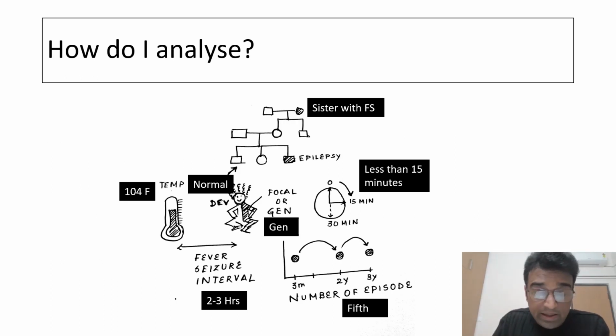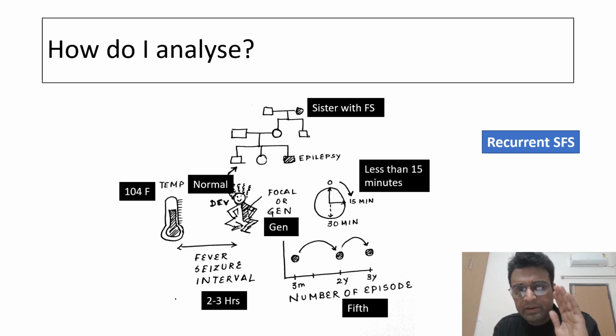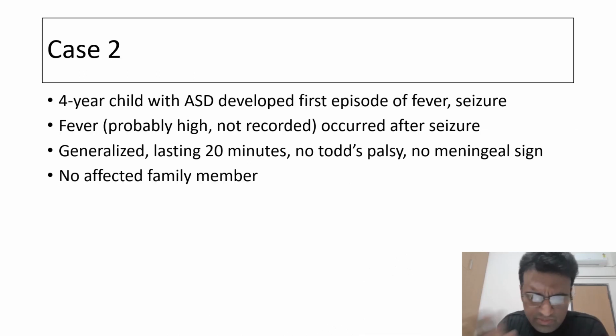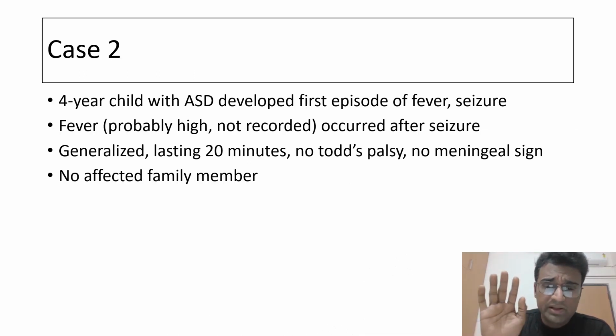So again, I use the same diagram to remember. Sister with febrile seizure, otherwise less than 15 minutes, generalized seizure, fifth episode, okay interval, higher temperature, otherwise developmentally normal. So in such a case, this is a simple case of recurrent simple febrile seizure. So we do not require imaging, we do not require EEG, we do not often require any of these medications, intermittent clobazam, nothing, no MRI, no EEG. So recurrent febrile seizure, no other risk factor, no need.